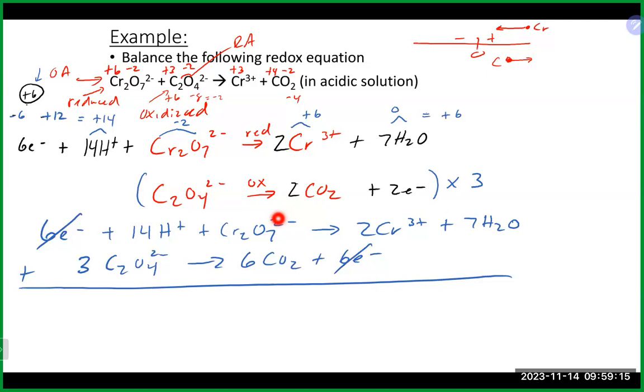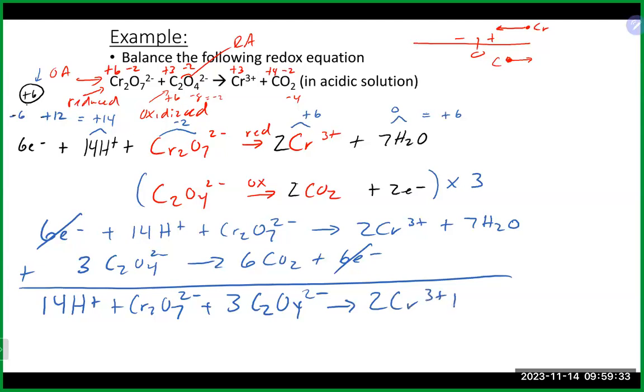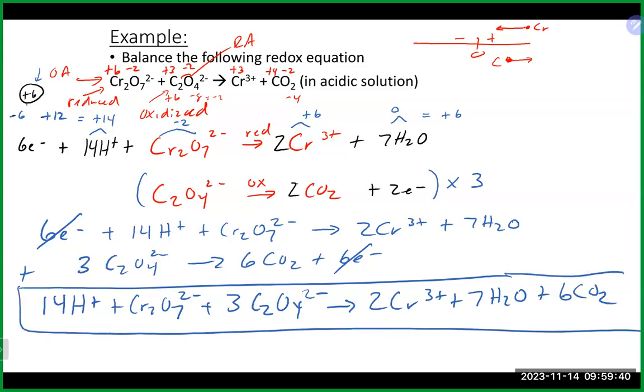So again, everybody on the left-hand side of the arrow will stay there. So 14H+, Cr2O7 2-, plus 3C2O4 2-. Right-hand side, 2Cr3+, 7 waters, and 6 CO2s. And once again, at this point, that should be balanced in acidic conditions.